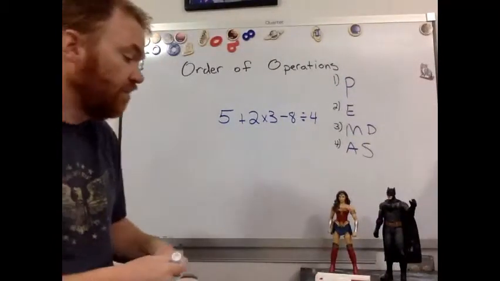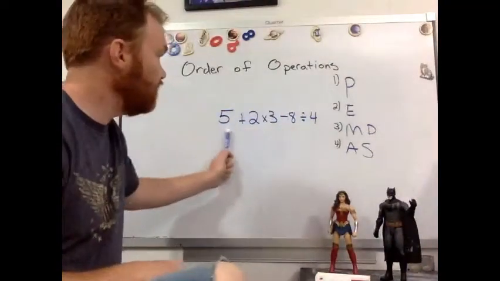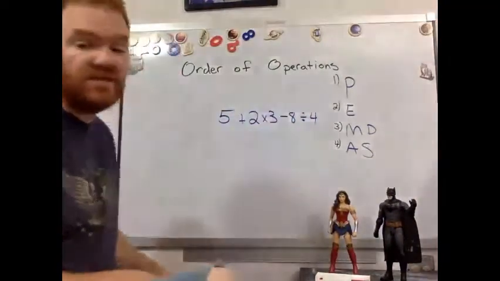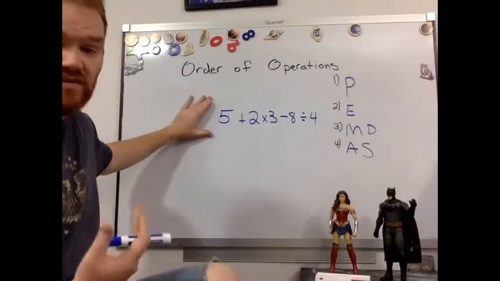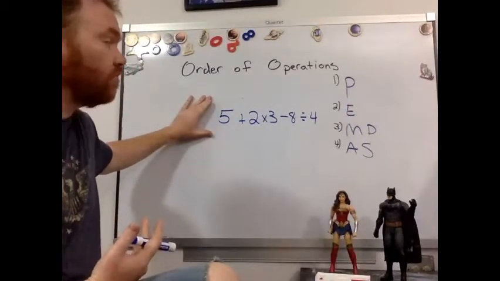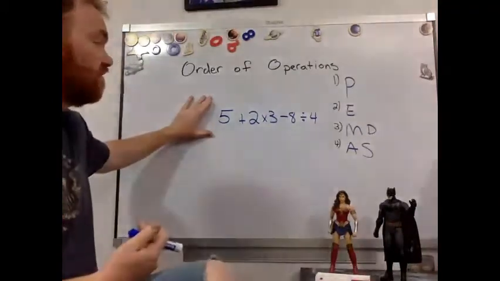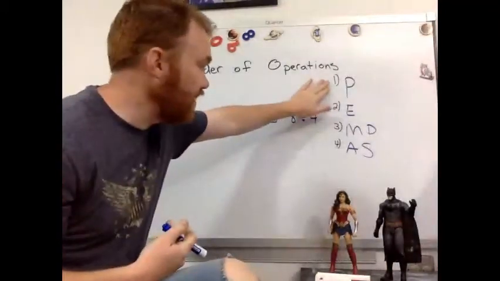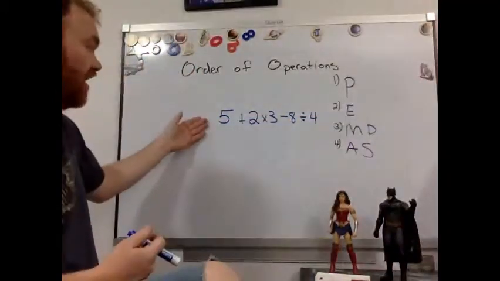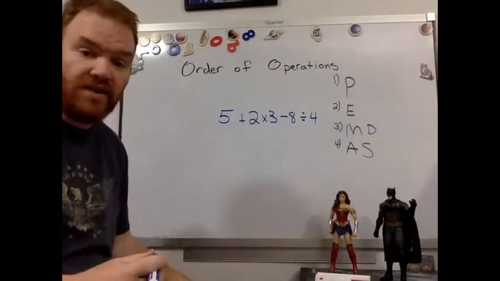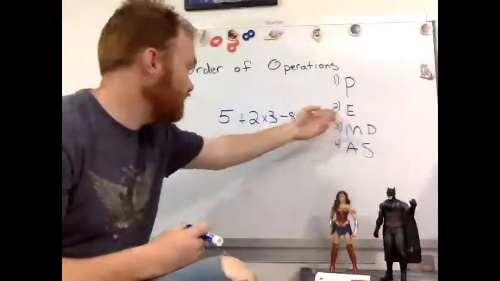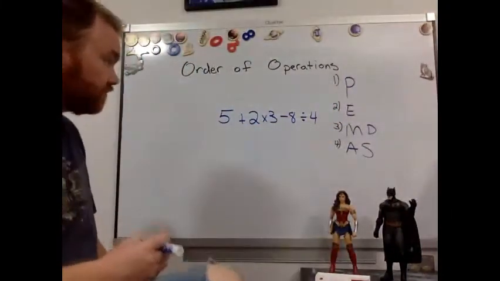So I'm going to look at this first and I'm going to say, my first step is: are there parentheses? Do I have any parentheses in this? No, I have no groups. I have no brackets. I have no parentheses. So I'm done with that step. I can go on to exponents. Do I have any exponents here? No, I don't have any exponents. So I'm done with that step. I don't have to worry about it.